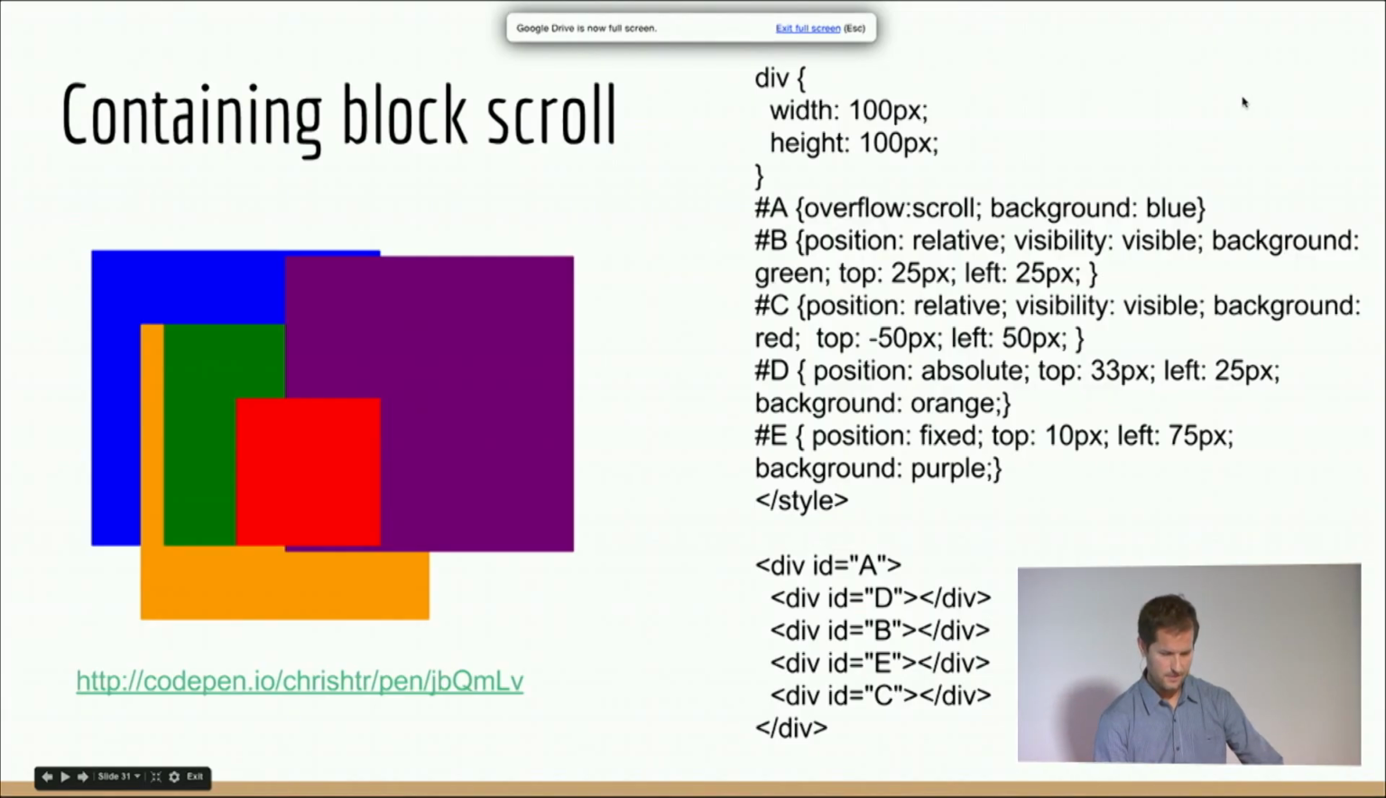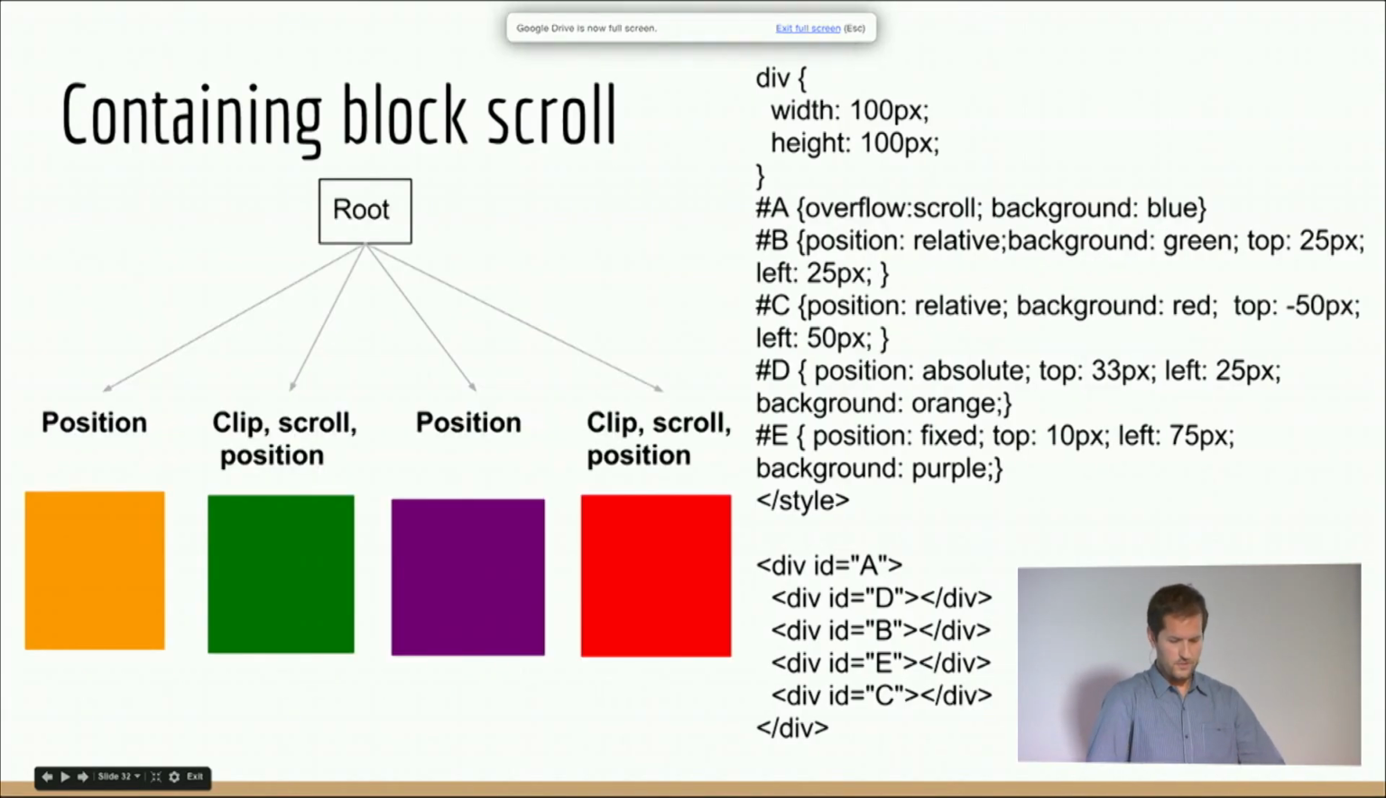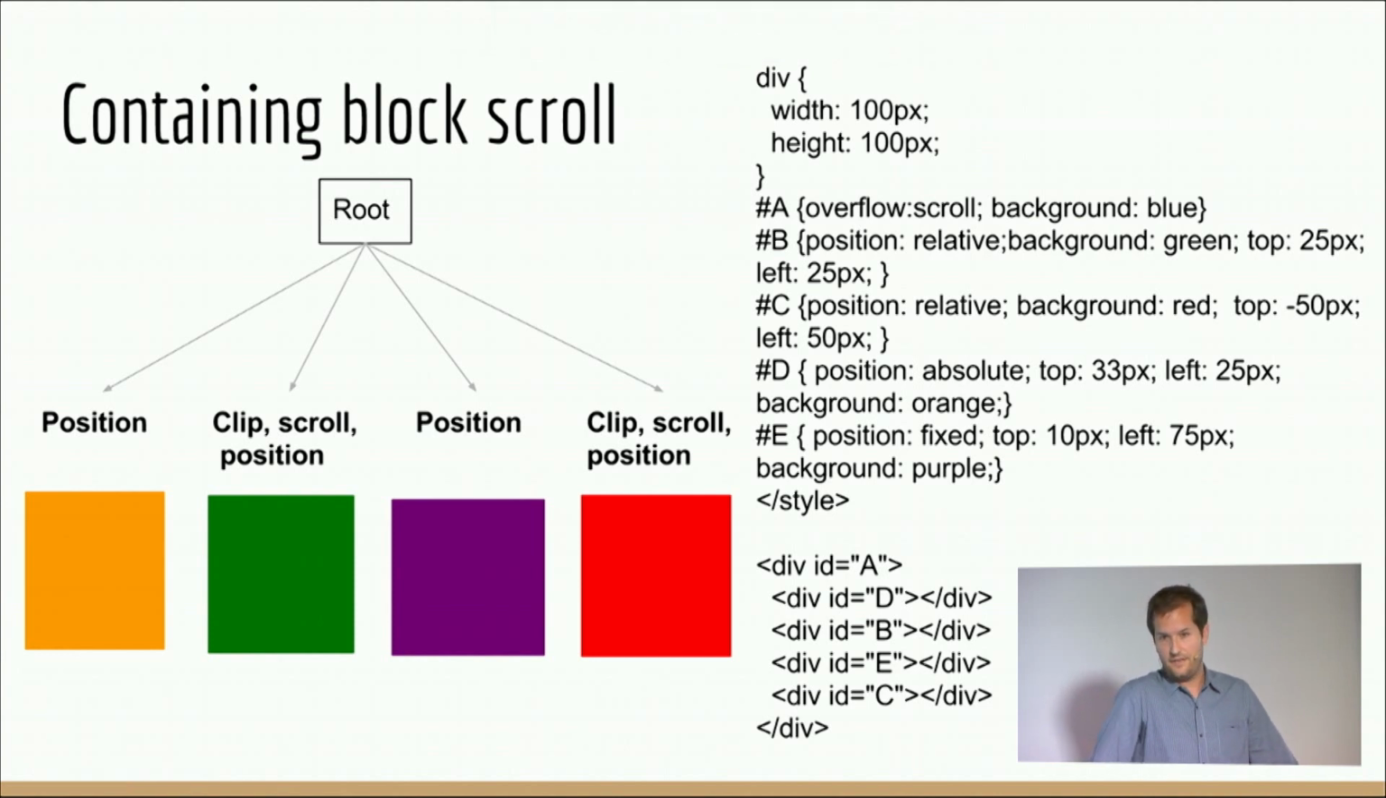All right, so what's one way to possibly think about painting this thing? The orange one, which one is orange? Position absolute, right. So the orange one is going to be positioned. The green one is going to be clip, scrolled, and positioned. The purple one is going to be positioned, and the red one is going to be clip, scrolled, and positioned.